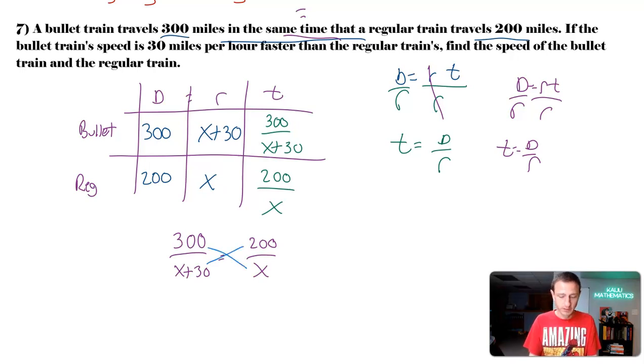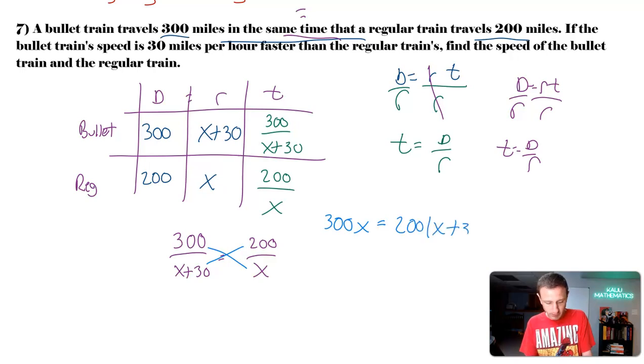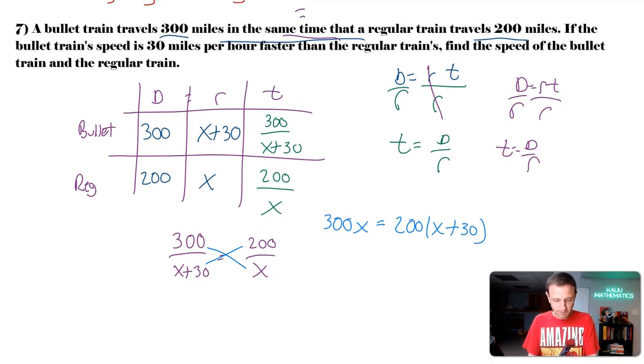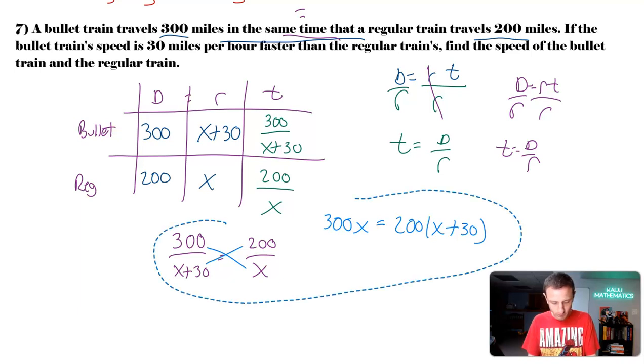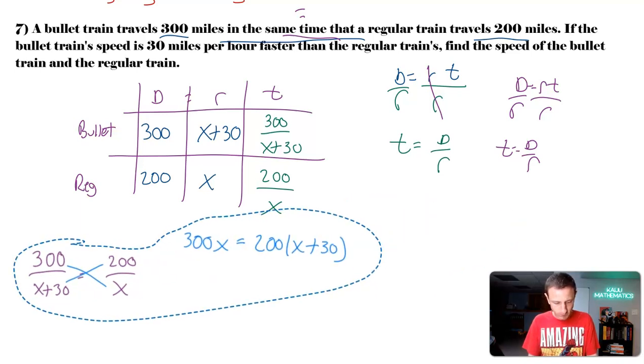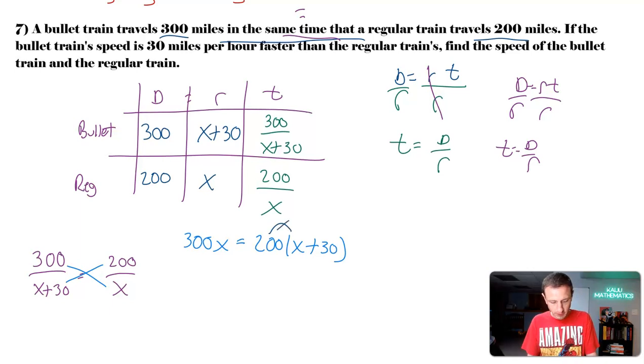Solve the proportion. This is why we talked about proportions at the beginning of this video. So it's going to be 300x equals 200 times x plus 30. And then distribute the 200. So 300x equals 200x plus 200 times 30 is going to be 6,000.